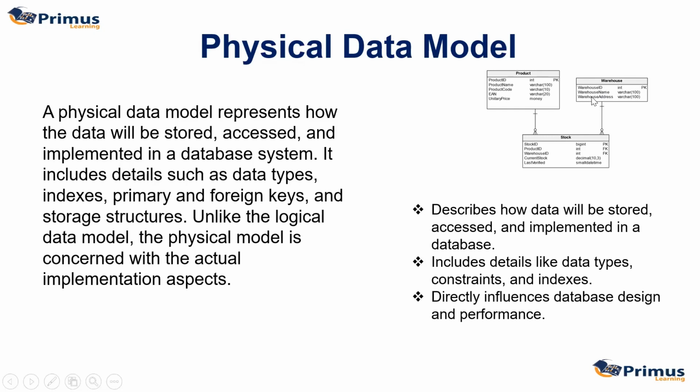That is the company warehouse, where we have the warehouse ID, integer, and this is a primary key. And we have the warehouse name, a string value. The key elements of this data model is that it describes how the data will be stored, accessed, and implemented in a database. Then it includes details like the data type, constraints, and indexes, as we have seen in this model.